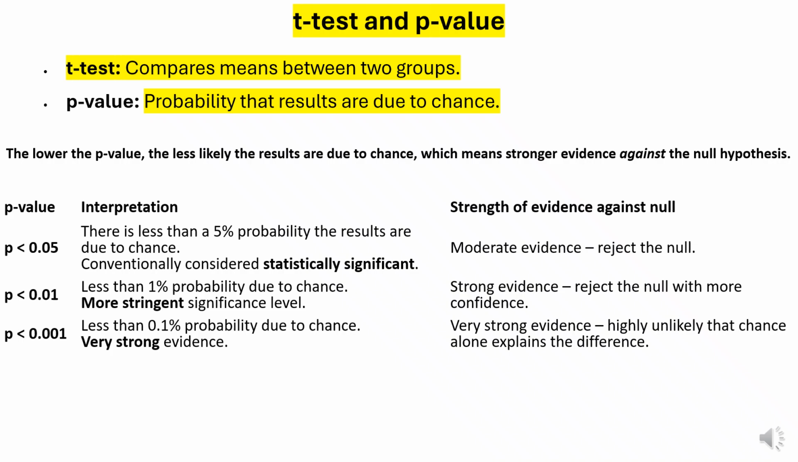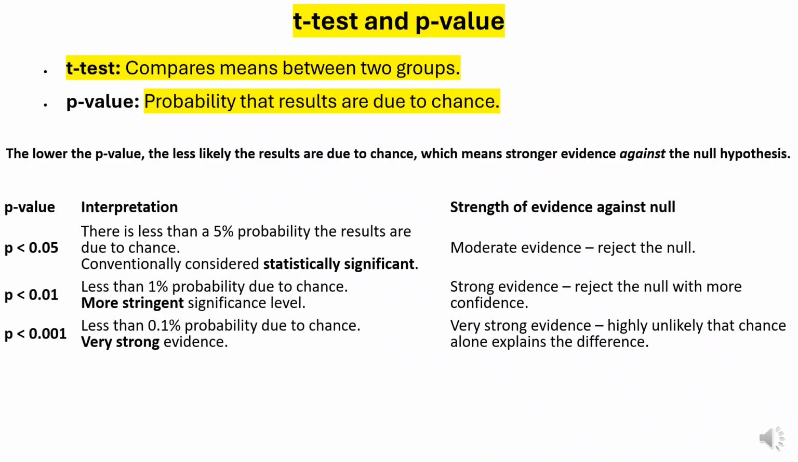Accompanying the t-test is the p-value, which quantifies the probability that the results, or more extreme ones, would occur if chance alone were at work. In other words, if the null hypothesis of no real difference were true. When the p-value falls below conventional thresholds, researchers reject the null hypothesis and declare the result statistically significant.